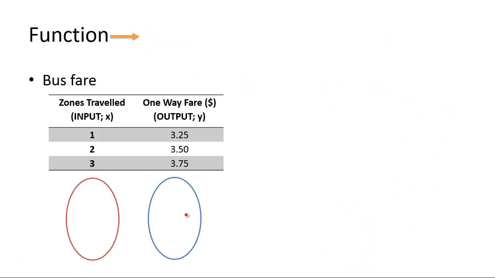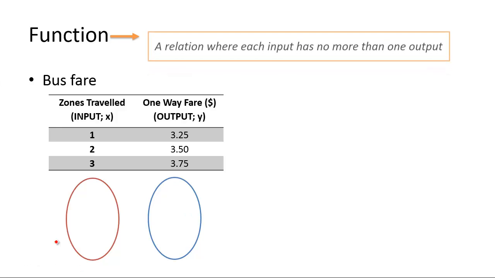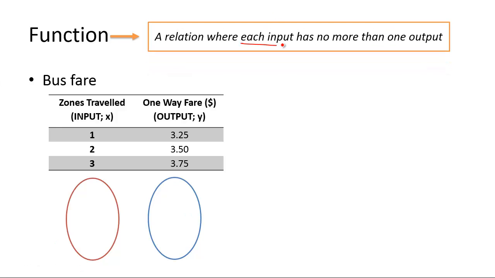So let's just take a look at functions. A function is a relation where each input has no more than one output. So each input has a unique output. So if you have an input, it has one answer. Another input could have the same answer. That's fine. But each input has one answer.